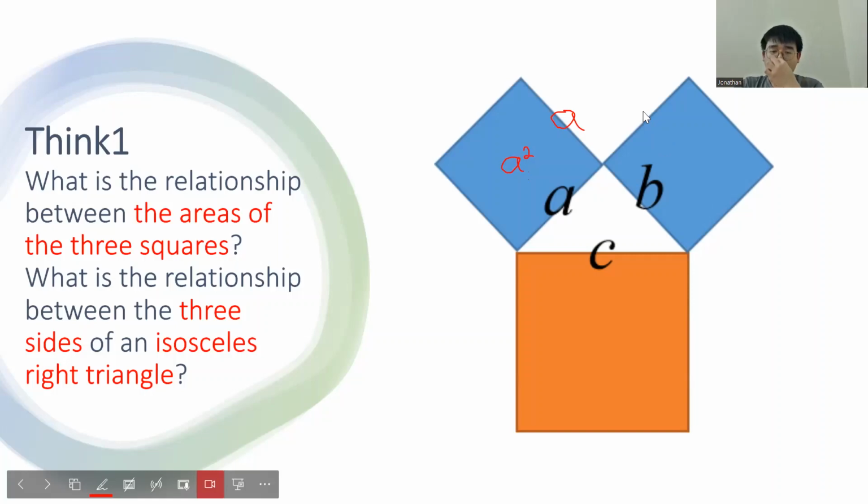And then as well as the length of B, let's move our attention to the second square. If one of the lengths is B, the height is also B. And what happens to the area? The area of the second square is B square.